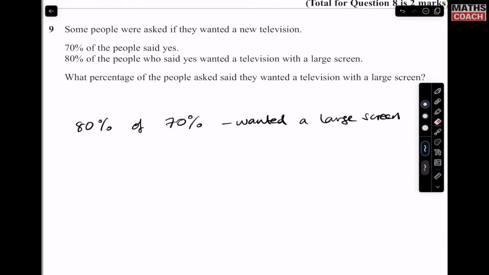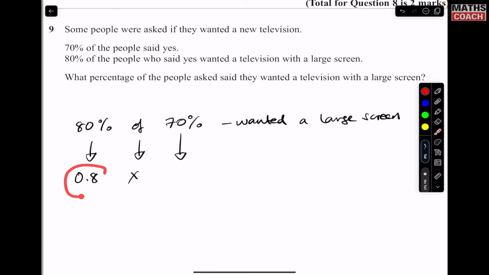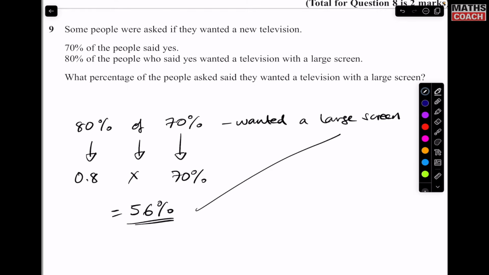So once again, look, 80% of the people who said yes, and how many people said yes? 70%. So we're looking for 80% of 70, because 80% of 70 are the people that wanted a large screen. That's what I've written that down here for. So 80%, the multiplier is 0.8. Of means times, and the multiplier for that we're not going to use because we want to find the percentage of 70%. So we're just going to keep it as 70%. So 0.8 times 70, what does it give us? It gives us 56%, which means 56% of the people wanted a TV with a large screen, and that's your answer.